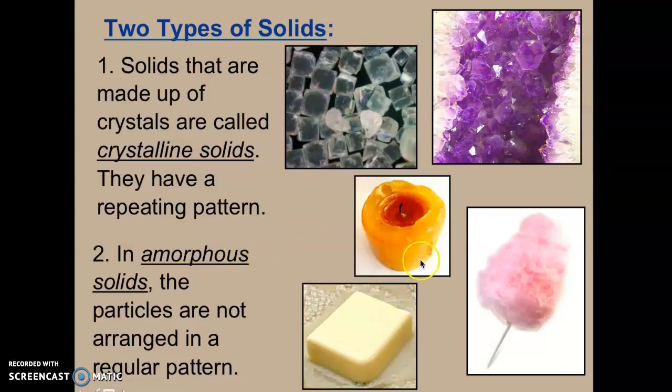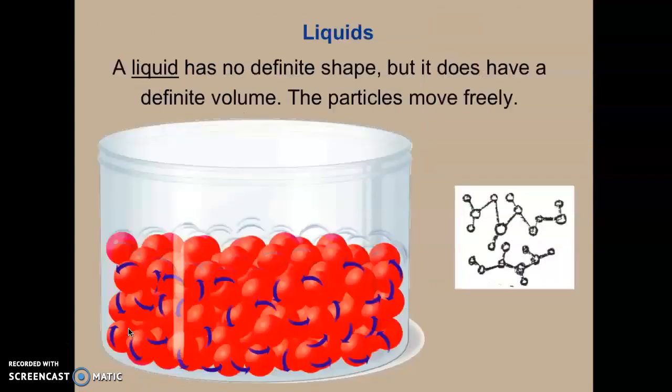So I like to think of amorphous solids as kind of globby solids. Candle is an example. Butter is an example, cotton candy is an example, and all of these are really going to be affected by increases in temperature. So if you light a candle, it's going to end up melting, and it's going to be something that is kind of modified by an increase in temperature.